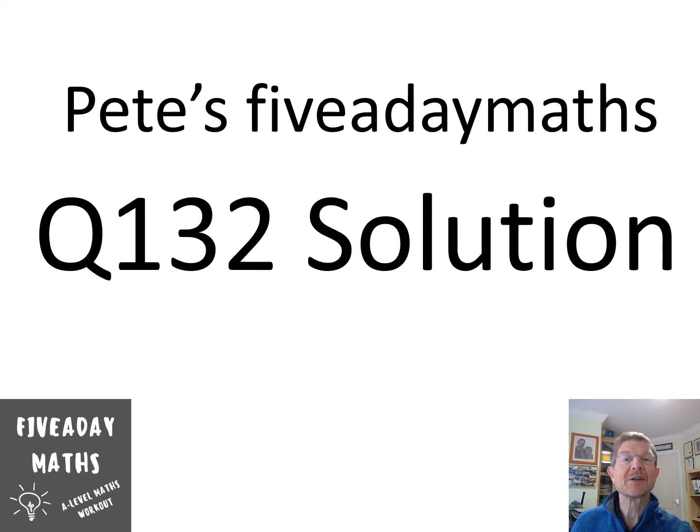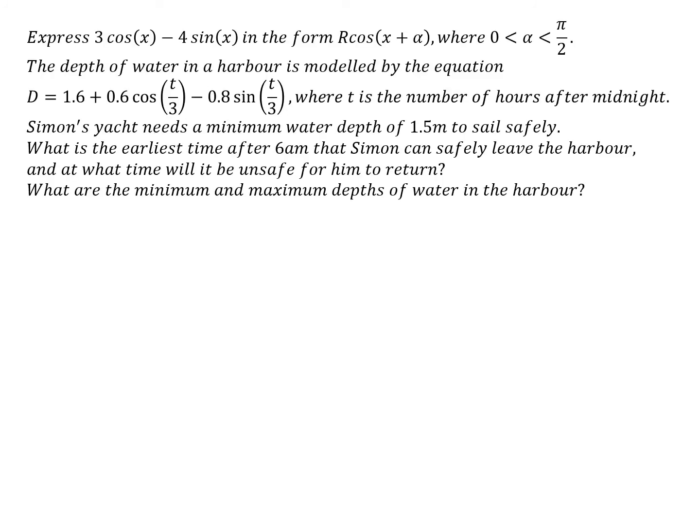Okay, now we're trying to help Simon get out of the harbour safely. Let's see if we can do that. Okay, so the first thing we have to do is to express 3 cos x minus 4 sin x in this form. So we're going to use the identity for cos of x plus alpha.